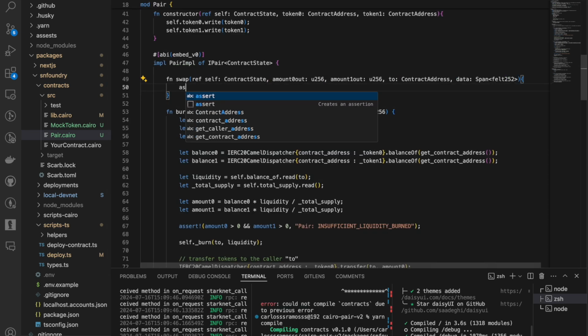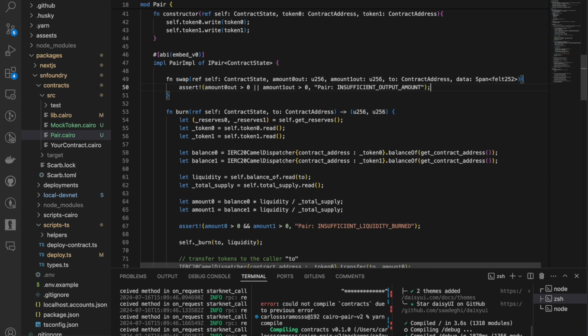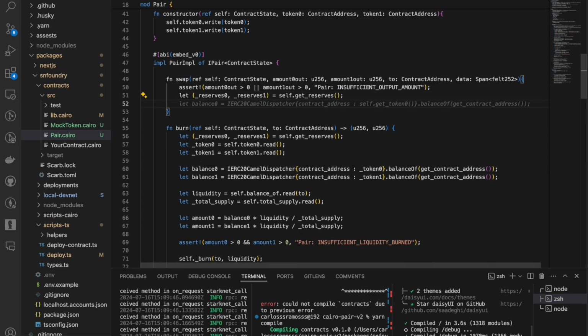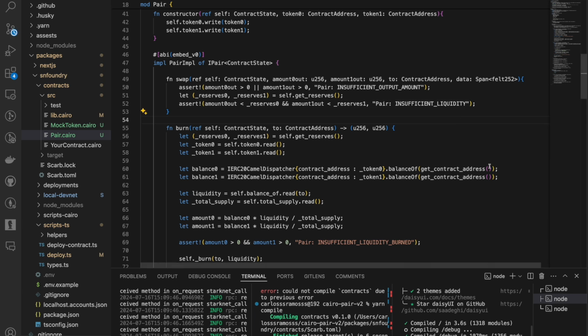Right, let's just start with some asserts first. Let's assert that both amounts are greater than 0, or at least one of them is greater than 0. The next assert will be according to the reserves, so let's get the reserves first. And let's make sure that the amounts out are actually less than the reserves, otherwise we don't have enough funds, liquidity for this trade. Let's make sure this compiles.